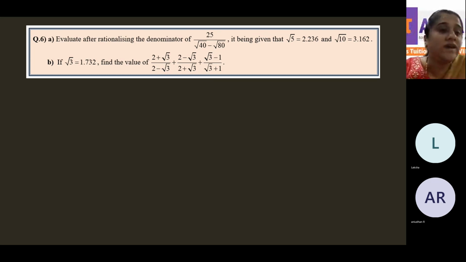The next question is evaluate after rationalizing. Evaluate meaning find the value of. So evaluate after rationalizing the denominator of the given expression. Given that root 5 is 2.236 and root 10 is 3.162. These are two different questions. You can see the first question here.